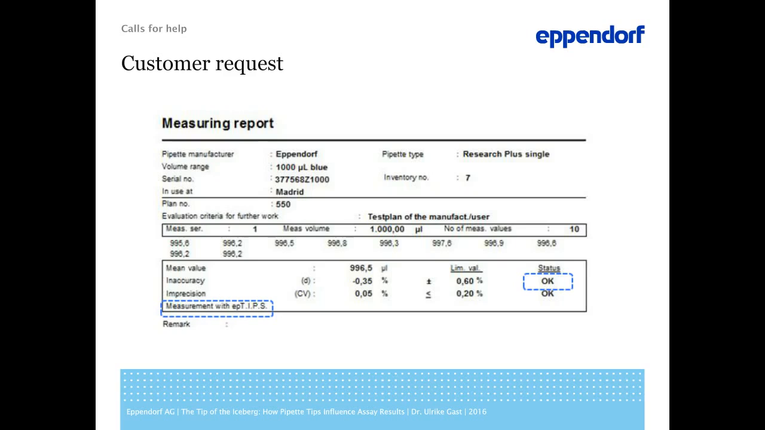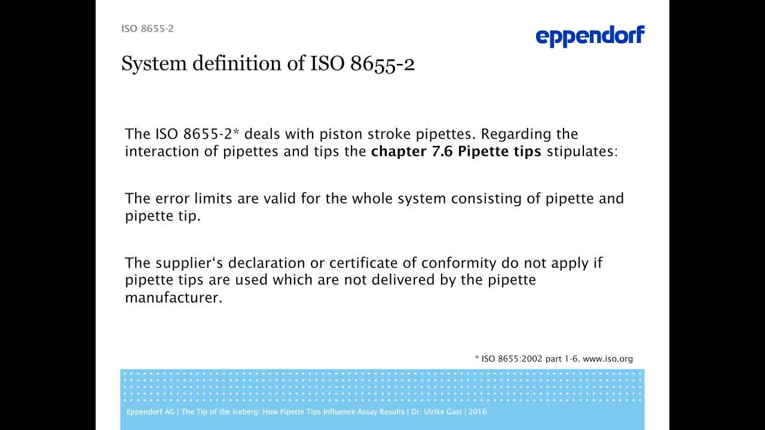Accordingly to this finding, the ISO 8655 standard states pipette and tip to be a system. The ISO 8655 deals with piston stroke pipettes. Regarding the interaction of pipette and tips, it stipulates the error limits are valid for the whole system consisting of pipette and pipette tip. The supplier's declaration or certificate of conformity do not apply if the pipette tips are used which are not delivered by the pipette manufacturer.